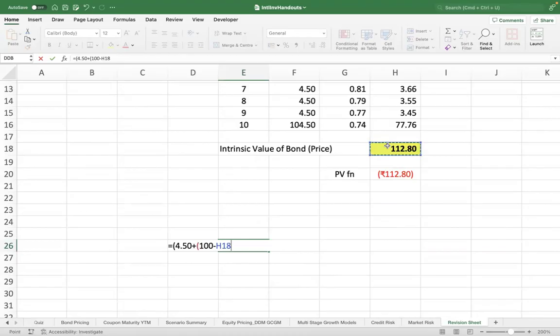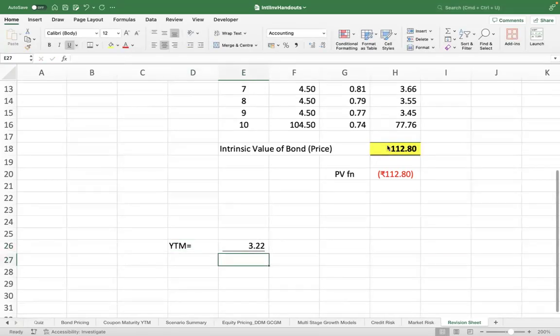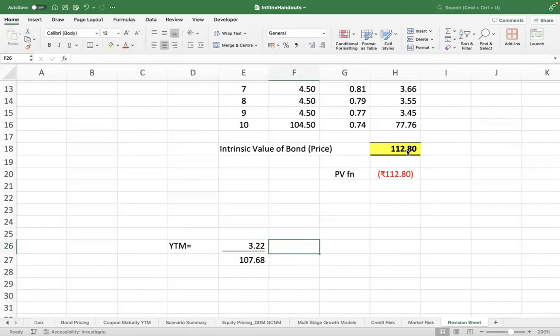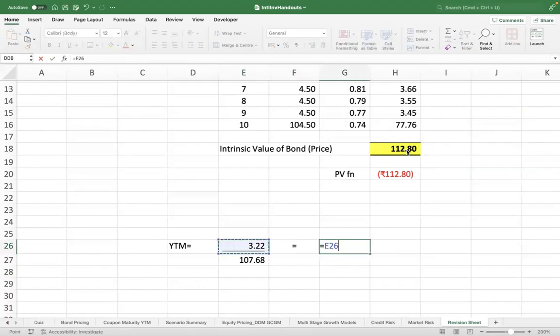112.8 divided by N. N is 10 periods here. So this becomes your numerator, divided by 0.4 into maturity value, which is 100, plus 0.6 into price. So if I divide this, I should get the yield, the semi-annual yield, which is 3%, semi-annual.